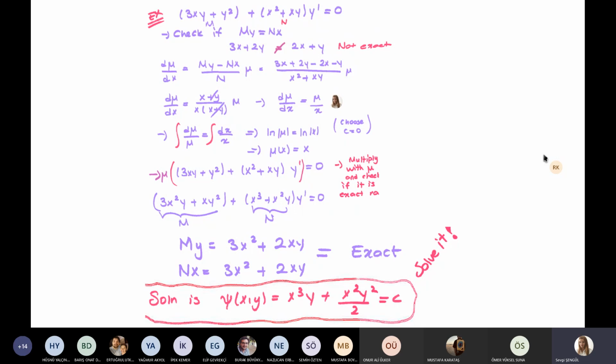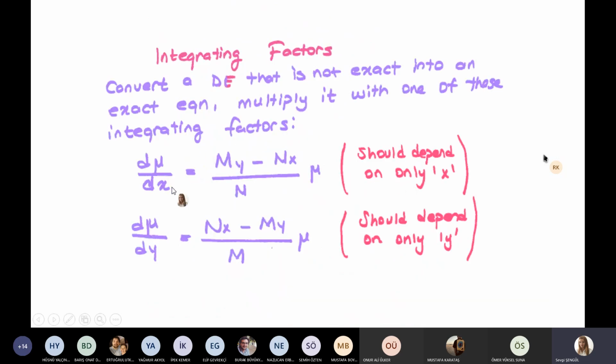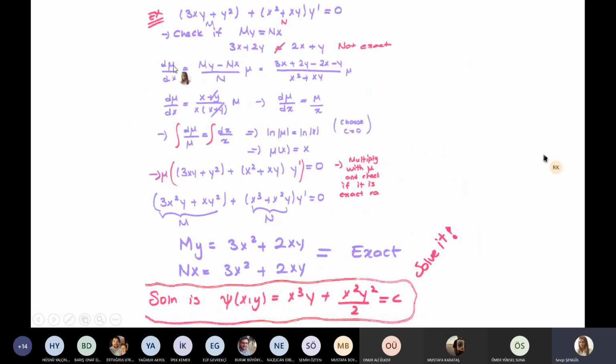We can find an integrating factor. And there we have two different choices. You can start by trying dμ/dx. dμ/dx should be equal to (My minus Nx) over N. My is this one. Nx is this one. Subtract these: 3x minus 2x and 2y minus y, over N. What is N? Here you go, x squared plus xy. Now what do we have in the numerator? 3x minus 2x, x. 2y minus y, y. x plus y. And if you factor out x, these are going to simplify. What you have is only a function of x.